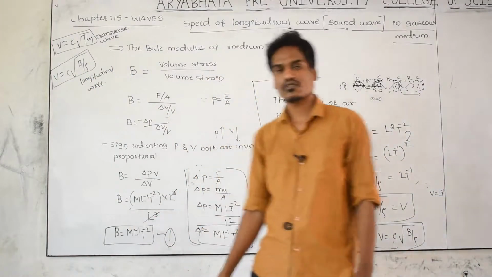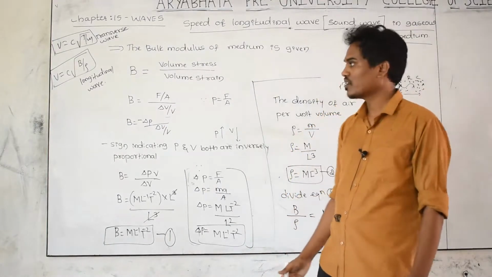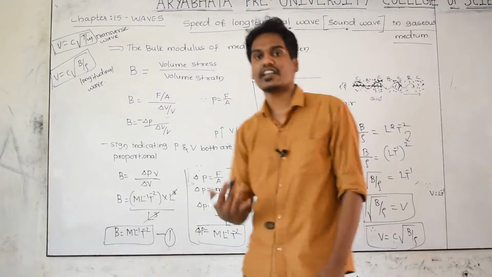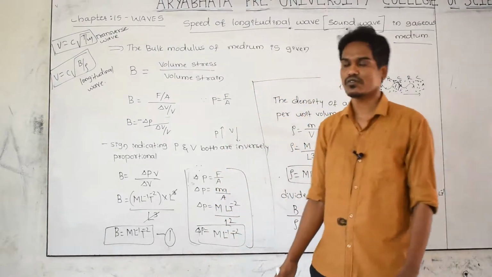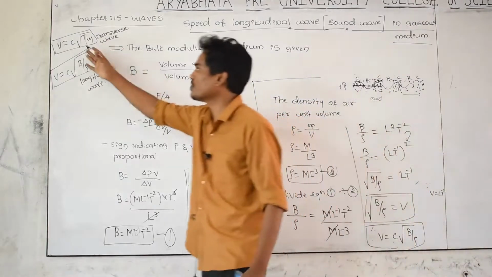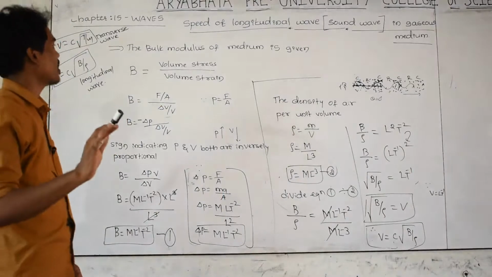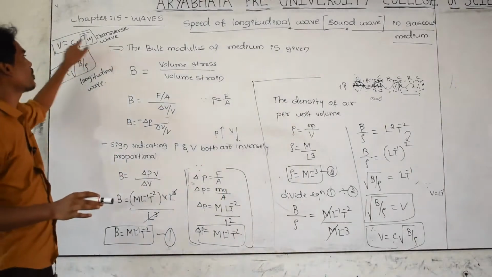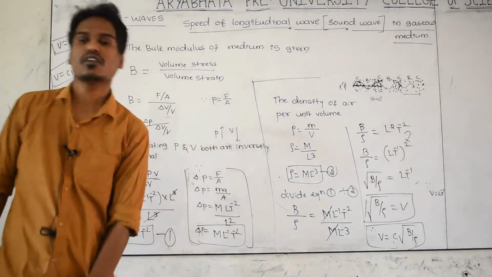If the wave is moving in a solid medium, there is another formula with respect to Young's modulus. Please remember these two, first and second, very important for numericals. For a transverse wave, this is the formula in order to find out the speed. For a longitudinal wave, this is the formula in order to find out the speed.